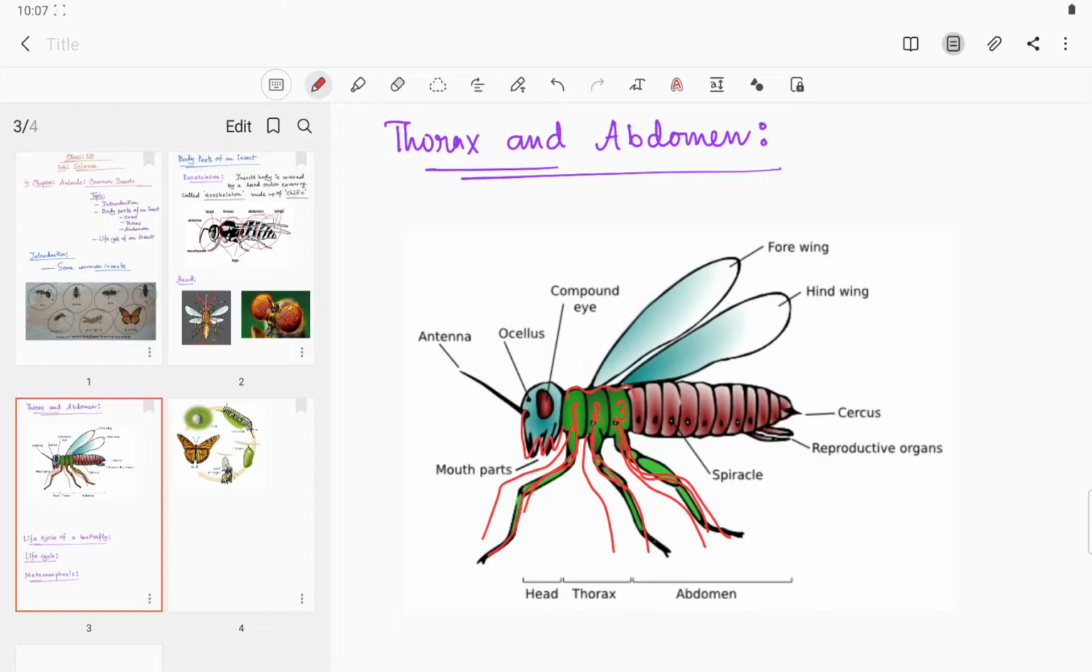The tips of their feet usually contain sticky pads, hooks, or suckers, which allow them to cling to various types of surface or to hold on to their prey. Right? The thorax also bears wings. You can check, these are wings. So it bears wings.